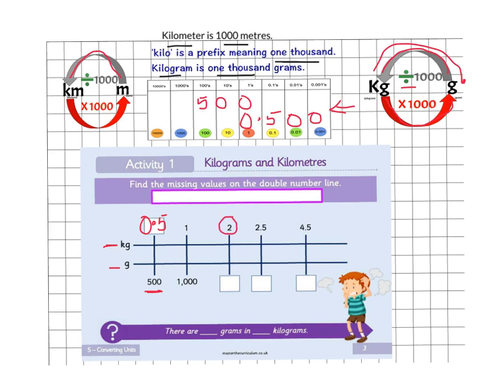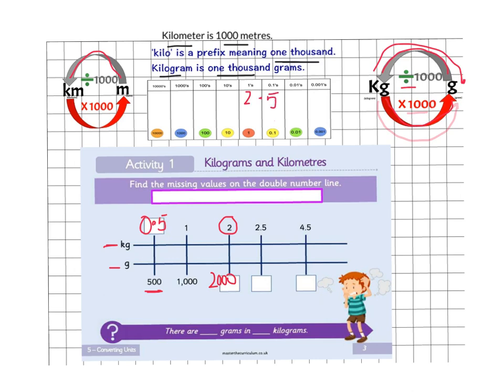Okay, so then we've got 1 kilogram is 1,000 grams. So what about 2 kilograms? Okay, so let's have a look at 2 kilograms. What would that be? So if we go back over to our conversion here, to turn kilograms into grams, we times by 1,000. So that's what I need to do now. I'm going to times by 1,000. So I had 2. I don't need to use my place value board because I know that 2 times 1,000 is 2,000.